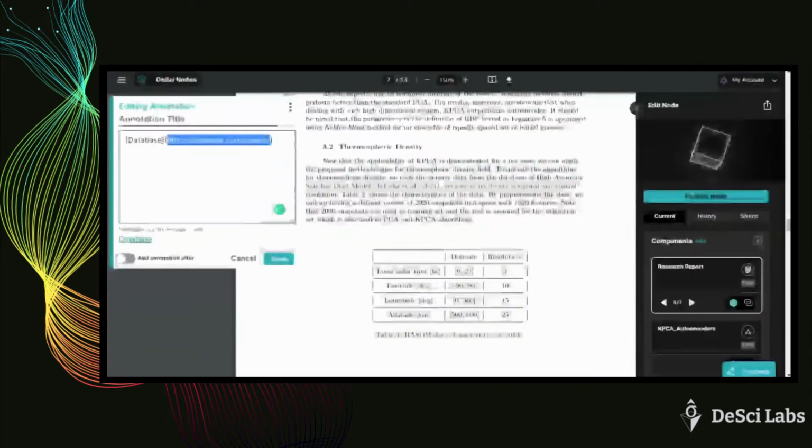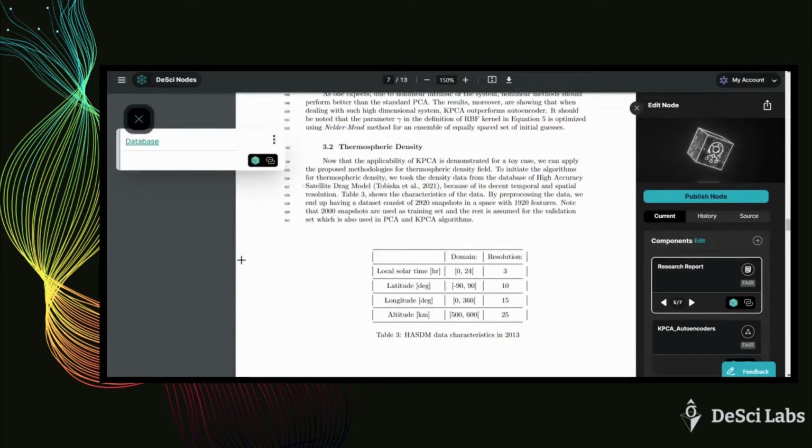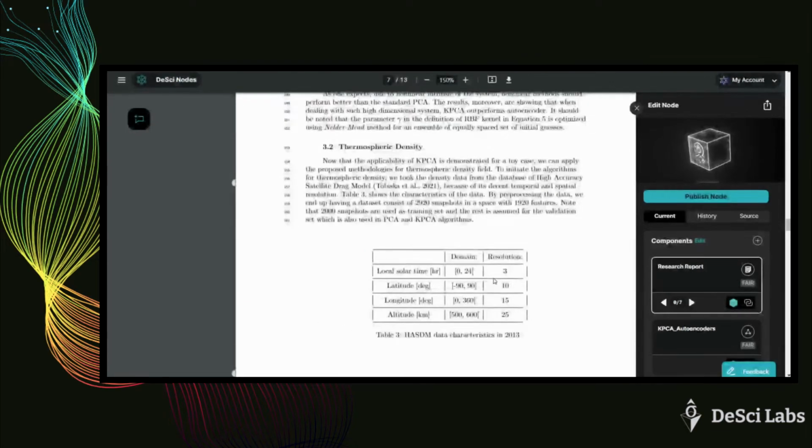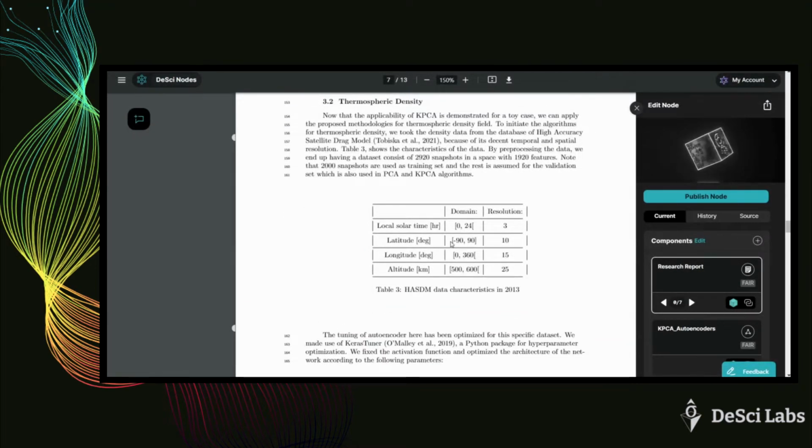And the data has a spatial resolution of 25 kilometers, 10 degrees in latitude and 15 degrees in longitude, and a temporal resolution of 3 hours. For this paper, we took the data of 2013 at altitudes of 500 to 600 kilometers, because the data is available from 300 to 800, if I'm not mistaken. But we just focused on this specific region.